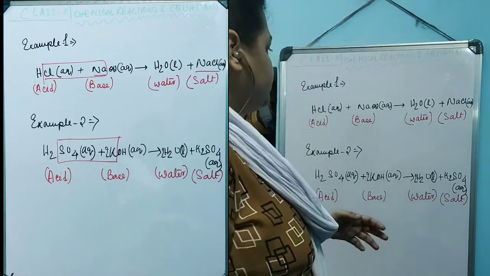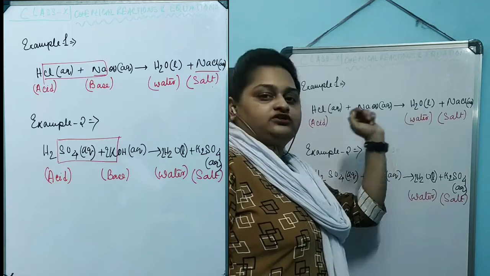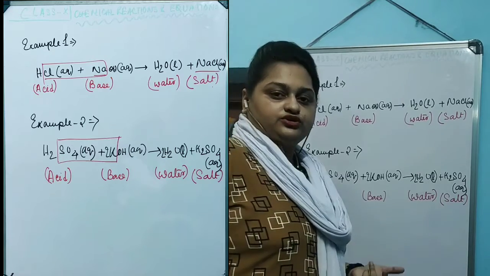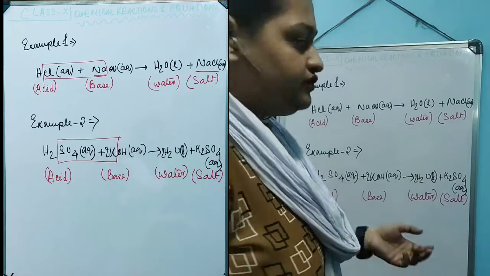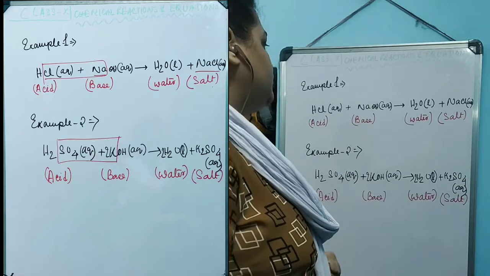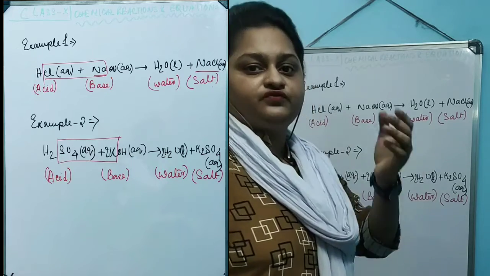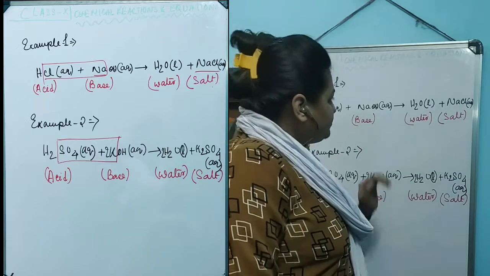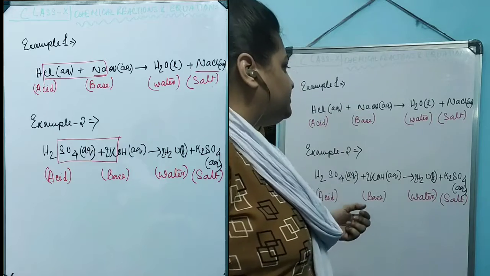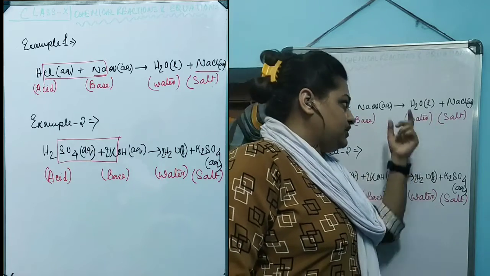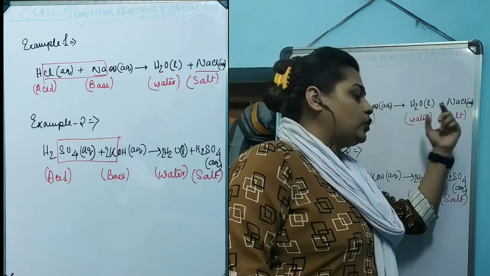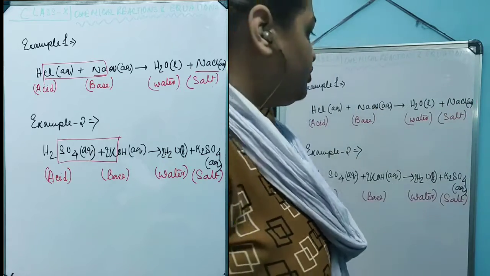The first chemical reaction example that I have written on the board is that the aqueous solution of hydrochloric acid, HCl(aq), is reacting with the aqueous solution of NaOH. The product formed after these two react with each other is liquid water, H2O, and NaCl in aqueous solution, sodium chloride.